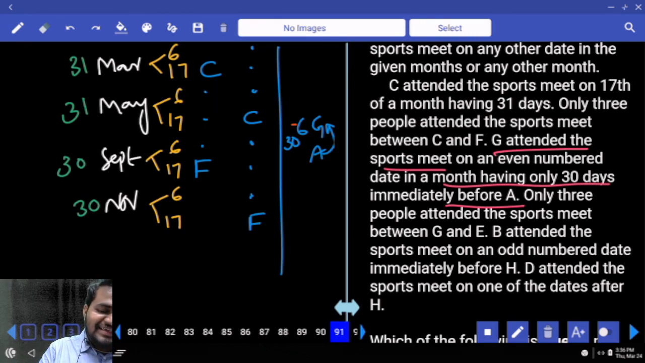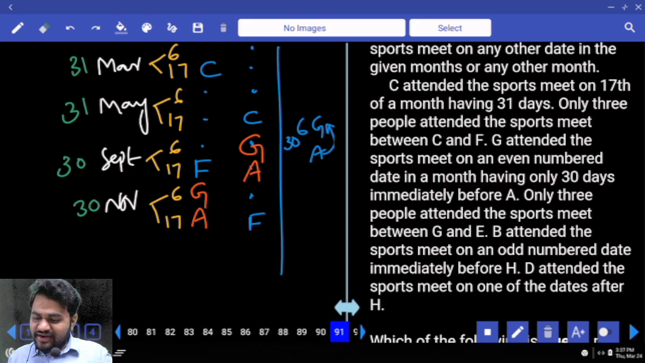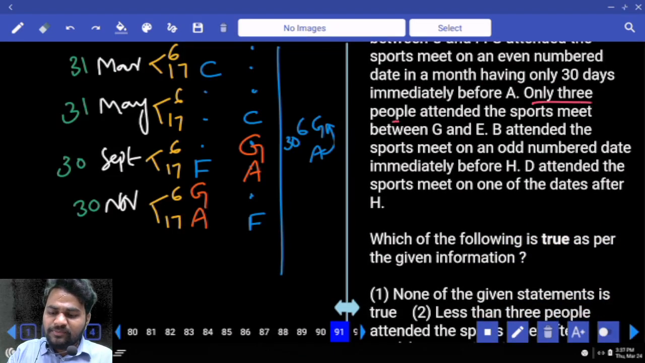Right, so since it is 30 days, definitely if G is here, A is not possible. Hence G, next A. In this possibility, if G is here, A is not possible, but since the month has 30 days, G is here and then it is the place of A. Next, only 3 people attended the sports meet between G and E.